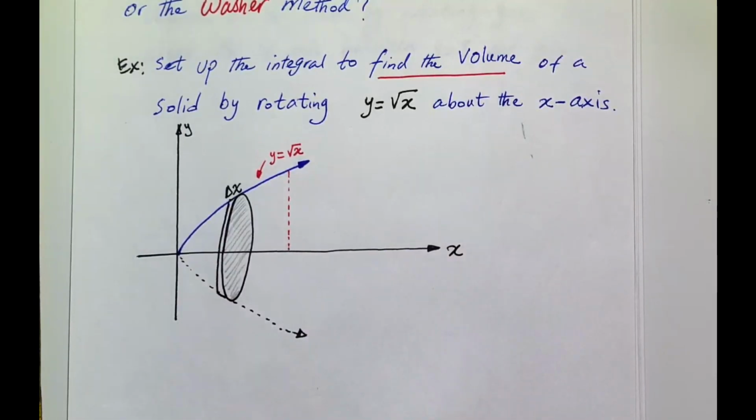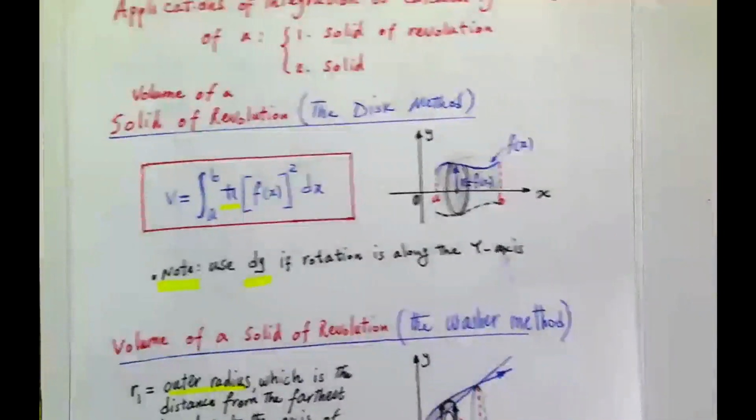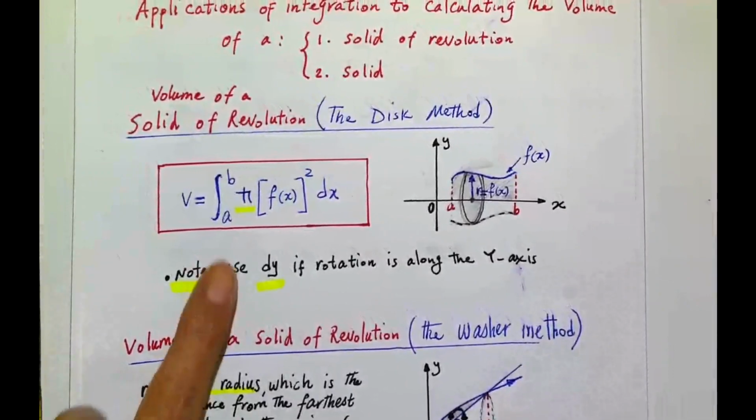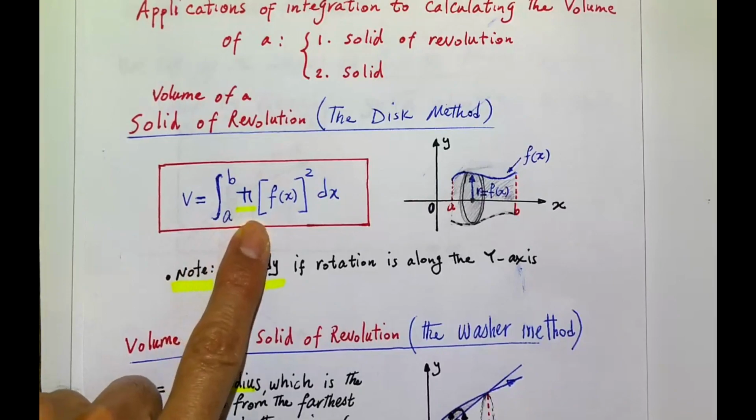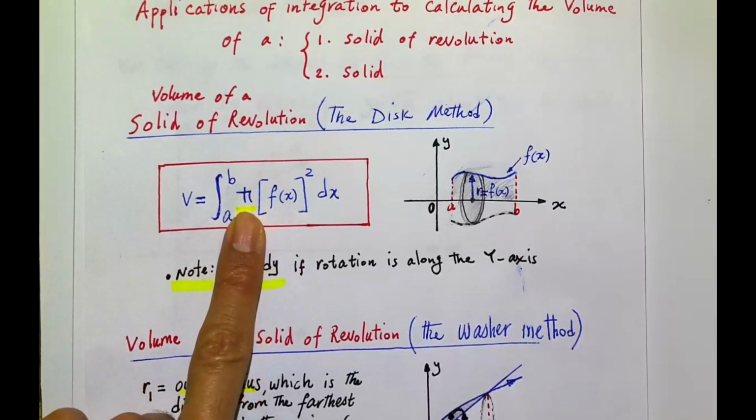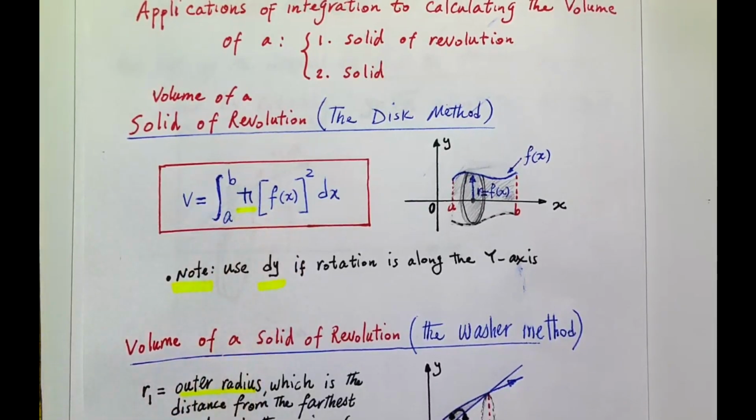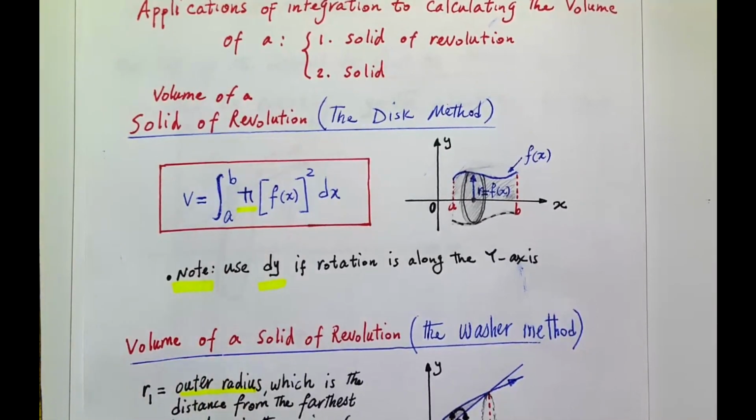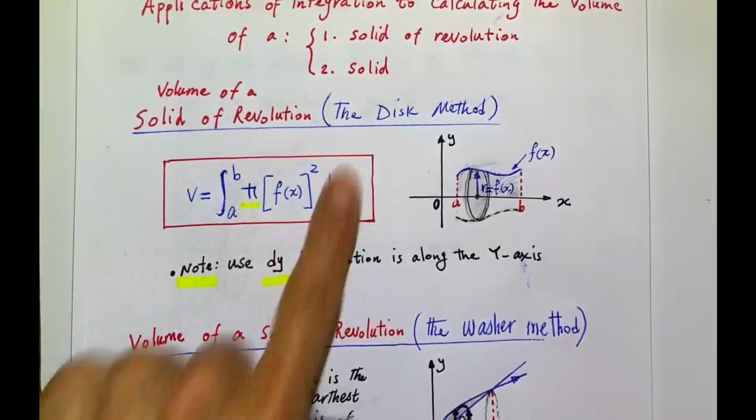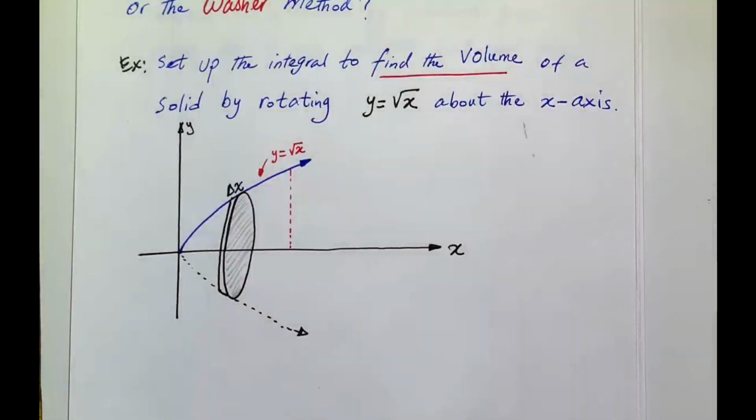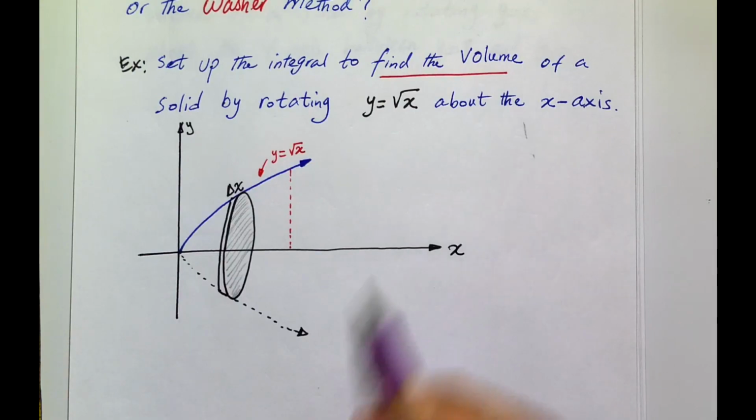So our formula would be this. Take the limits of integration, which we need to find, and then pi times f of x, the function, which we have as square root of x, squared, dx. That's going to give us the volume using the disk method. Okay, so if we do that, this would be a solution.